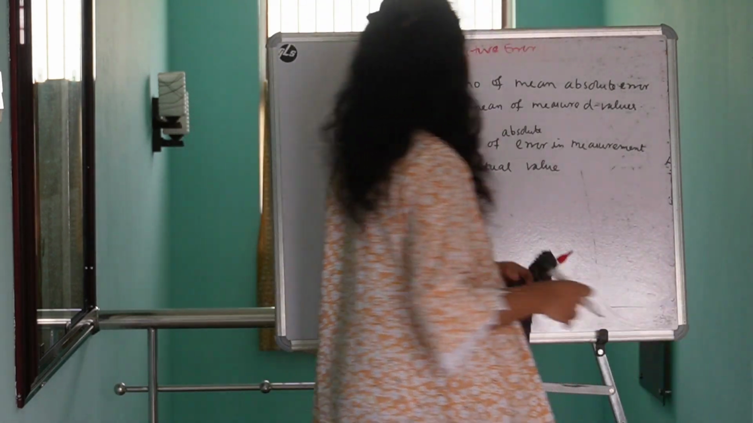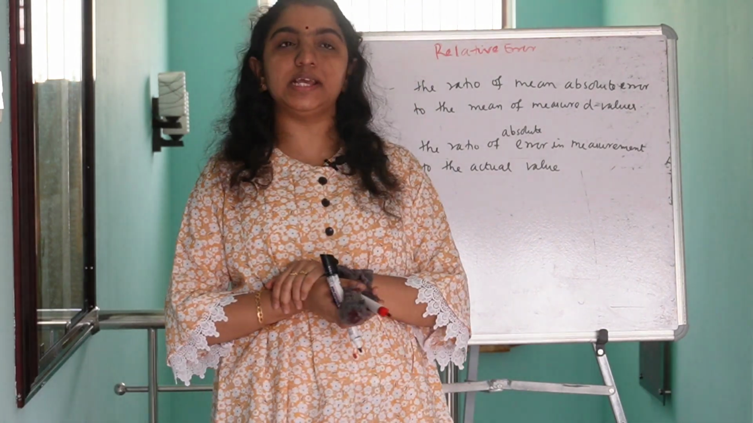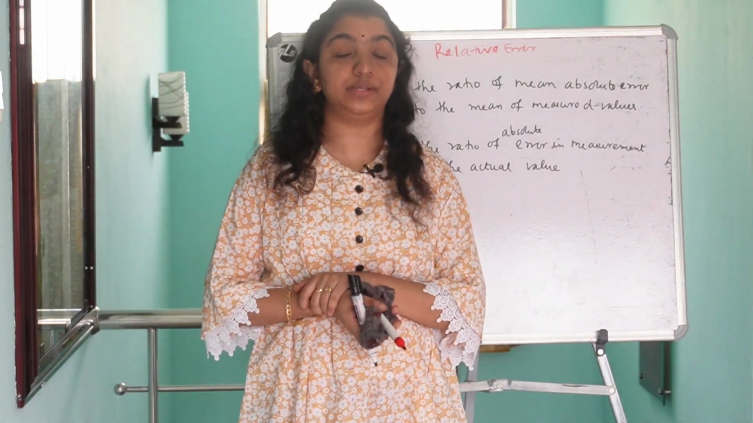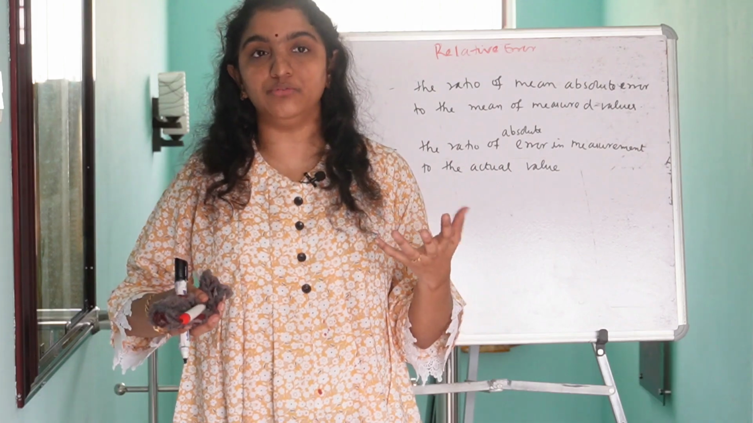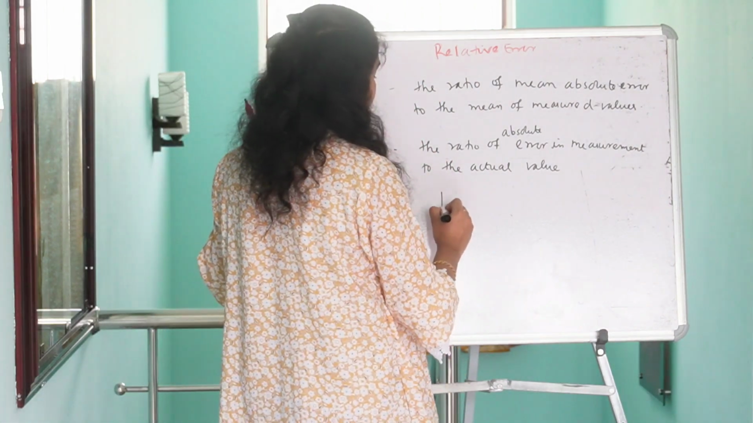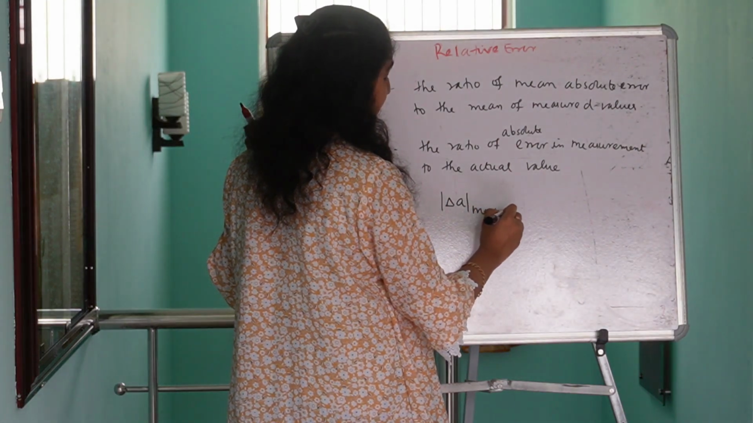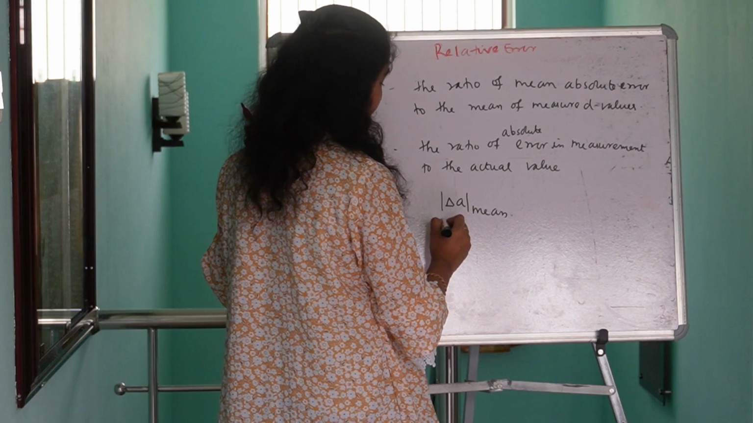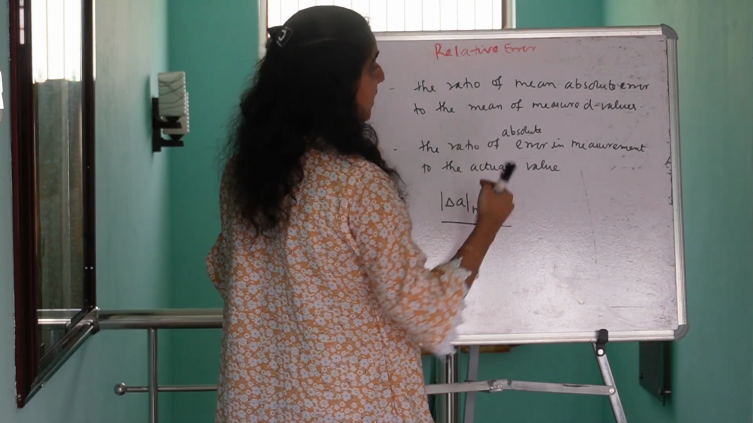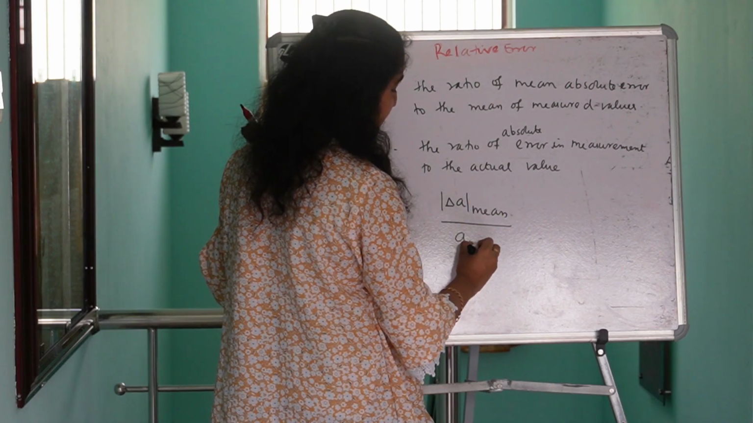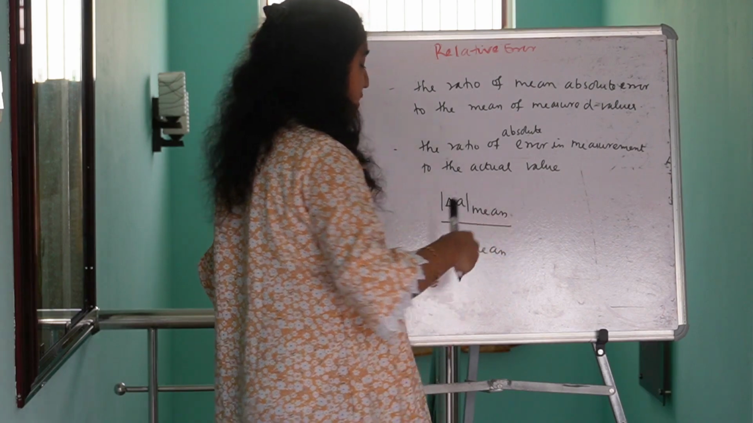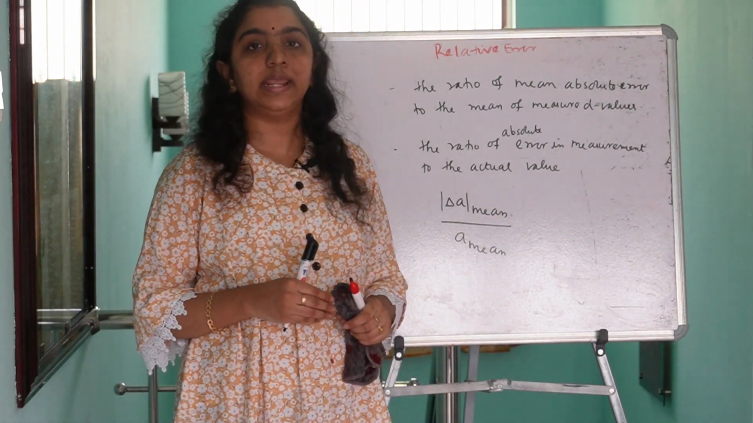So, what is relative error? Actually, relative error is a ratio. It is the ratio of the mean absolute error, that is del A mean, to the mean of the measured value, that is A mean.